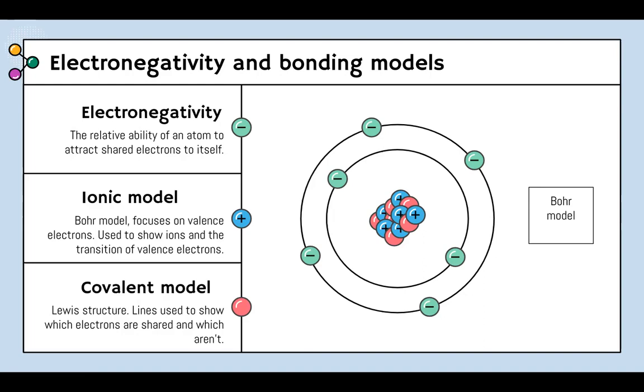Next, we are going to focus on the models of each bond. For ionic bonding, the model is a Bohr model, which focuses on valence electrons. This is used to show ions and the transition of valence electrons. You can find both of these models in the notes attached at the end of the slides. For covalent bonds, you don't necessarily draw a model, but you do write them down as a Lewis structure. Lines are used to show which electrons are shared and which aren't. This is an example of a Bohr model.